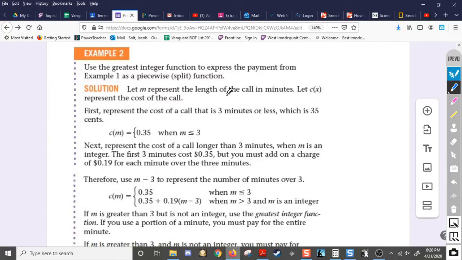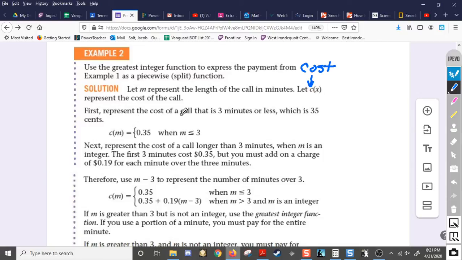Let m represent the length of the phone call in minutes. Let C of x, that's how we interpret this little expression here. The C is the name of the function, and x is going to be the variable. They called it C of x because they're thinking cost. I'm guessing C stands for cost of the phone call. So this is the cost function, C of x, to represent the cost of this call.